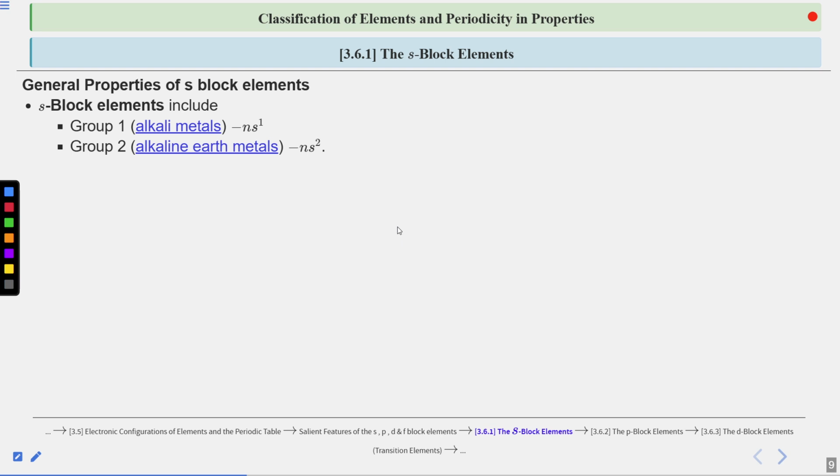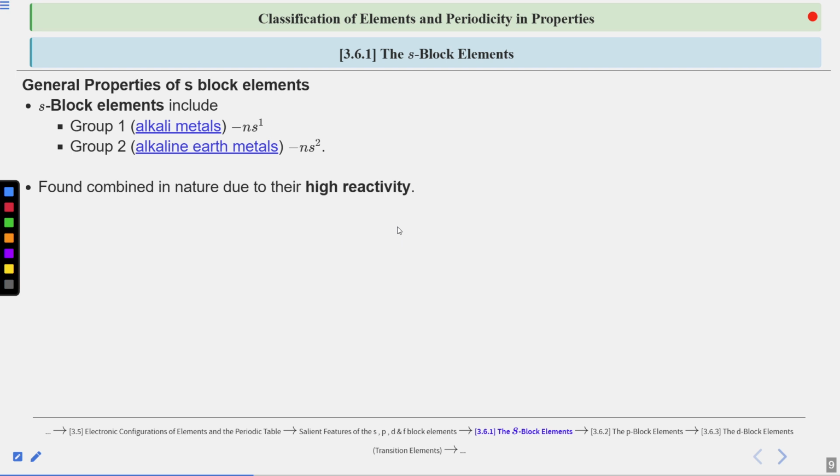If I move to the s block elements, there are two groups inside it: alkali metals and alkaline earth metals. We have already discussed some part of it. So alkali metals have an outer shell configuration of ns1, whereas the alkaline earth metals have an outer shell electronic configuration of ns2. Then, due to their high reactivity, they are seen in the combined form.